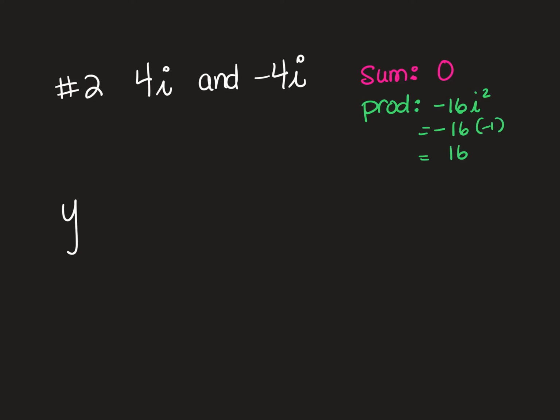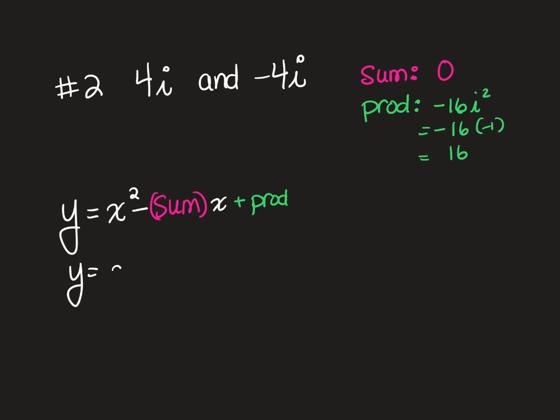So to write our equation, it's going to be y equals x squared minus whatever the sum is times x. So it's the sum, that's that number, times x. And then plus the product. Okay, so that's going to look like this.